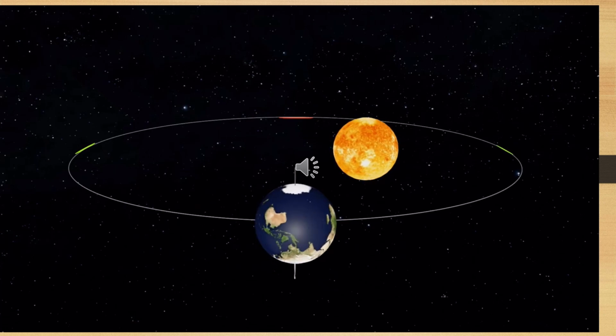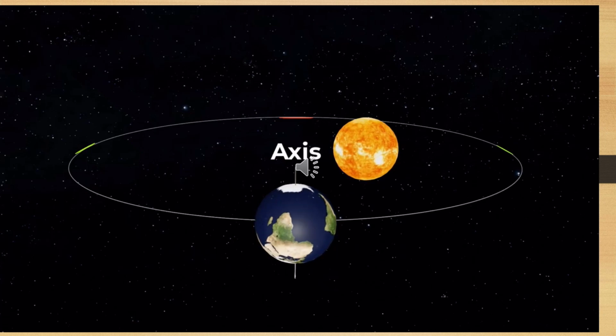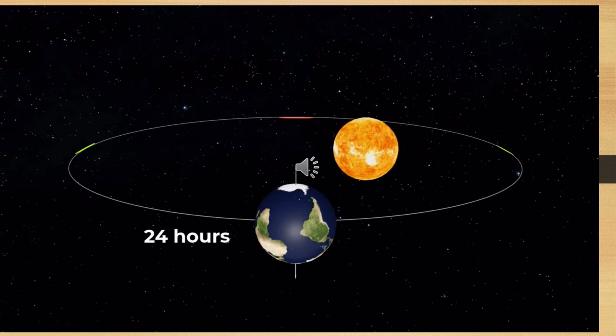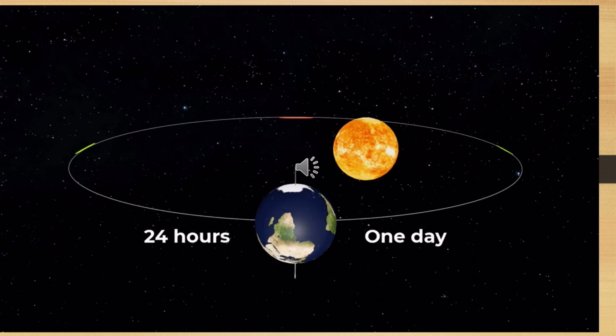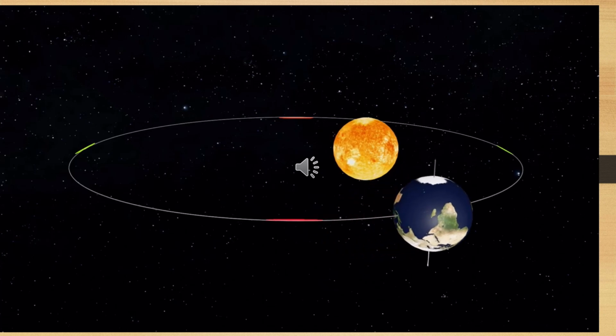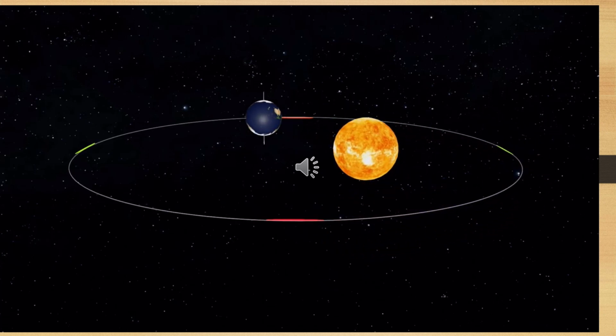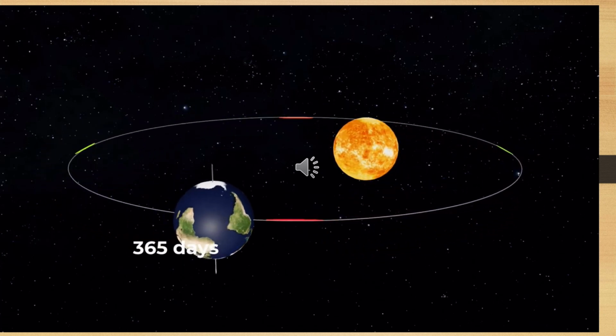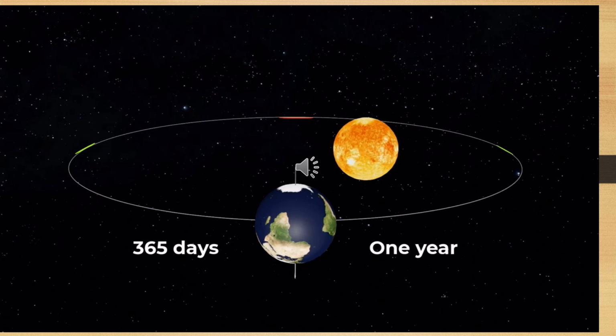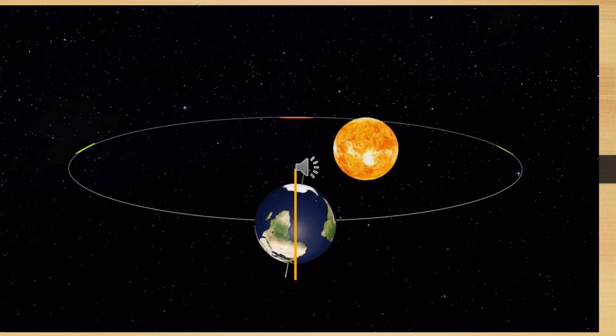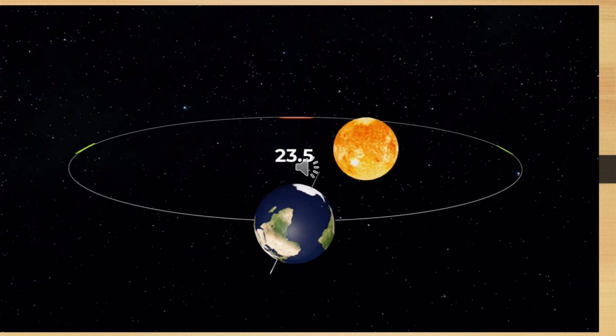The Earth rotates on an imaginary line called the axis, which runs through the North and South poles. This rotation takes 24 hours to complete, which we call one day. The Earth also orbits around the sun, and this orbit takes 365 days, which we call 1 year. Earth is tilted on its axis at an angle of 23.5 degrees. This tilt is what causes the changing of seasons.